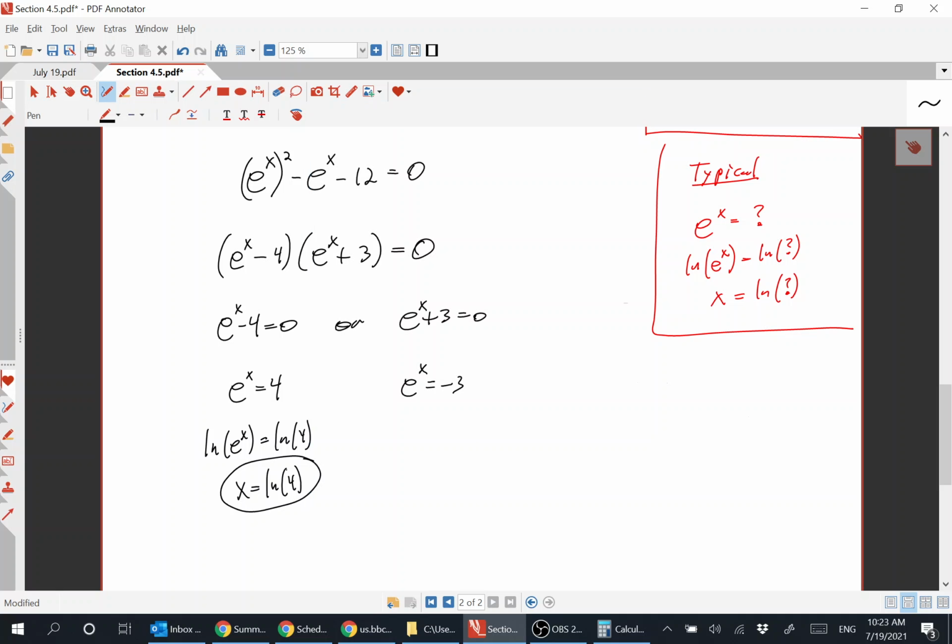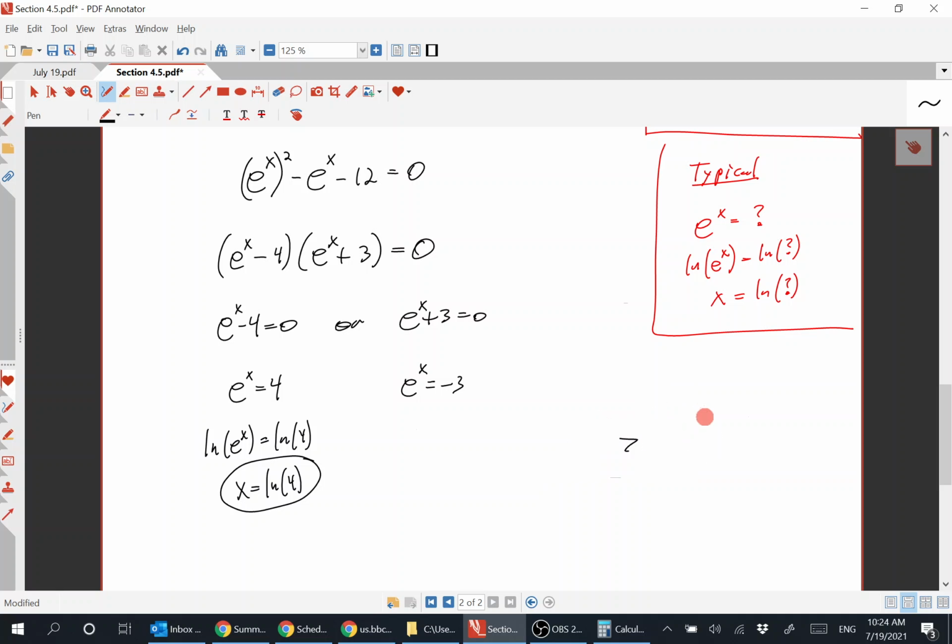Why can't I just do the same thing then? I could, but it's negative. Exponential functions are always positive. They're never negative. Unless it was like this: if it was minus e to the x equals minus 3, that's fine. Then you just have e to the x is positive 3. So if you had this, that would be okay. But the exponential function itself, a to the x, is always positive.